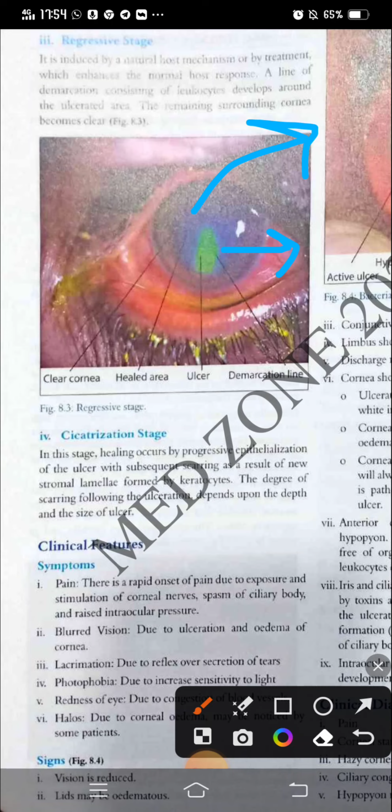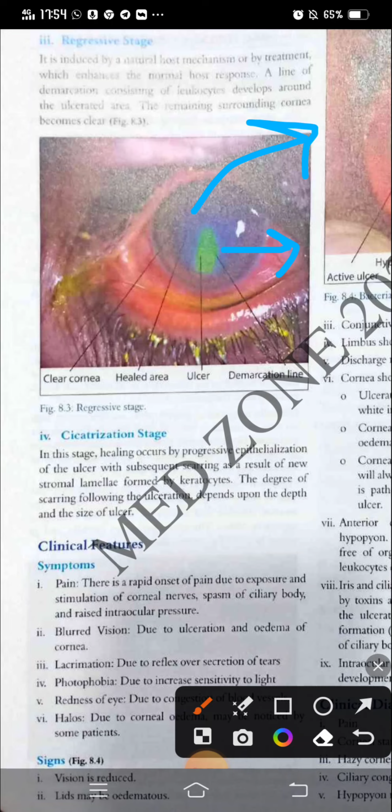Next comes the cicatrization stage. In this stage, healing occurs by progressive epithelialization. Whenever there is only epithelial destruction, then in this stage epithelialization starts. And if it is prolonged, or if there is any deep defect produced, then there would be scarring.